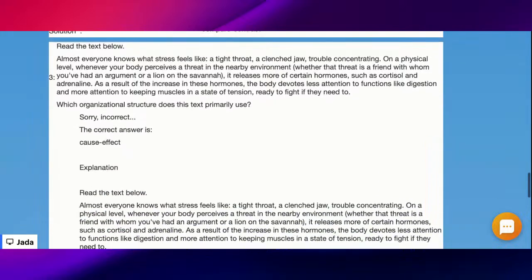Now this next one is: almost everyone knows what stress feels like. A tight throat, a clenched jaw, trouble concentrating. On a physical level, whenever your body perceives a threat in the nearby environment, whether that threat is a friend with whom you've had an argument or a lion on the savannah, it releases more of certain hormones, such as cortisol and adrenaline. As a result of the increase in these hormones, the body devotes less attention to functions like digestion and more attention to keeping muscles in a state of tension, ready to fight if they need to.